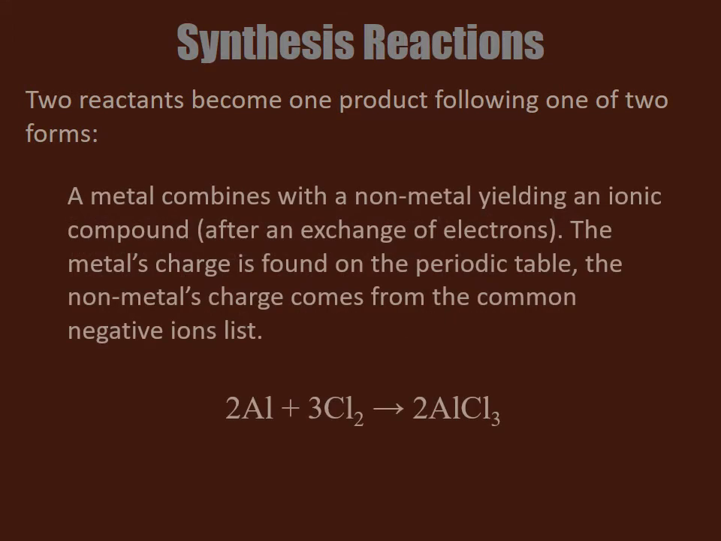A metal combines with a non-metal yielding an ionic compound after there's an exchange of electrons. The metal's charge is found on the periodic table. The non-metal's charge comes from the common negative ion list. Now we know aluminum takes a +3, and when chlorine takes a charge, it's a -1, so lowest common charge is 3, so I need 1 aluminum to give me a +3, I'll need 3 chlorides to give me a -3.